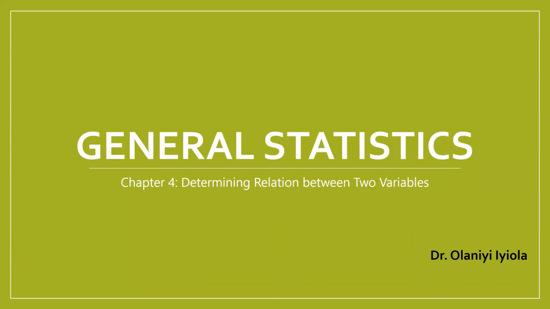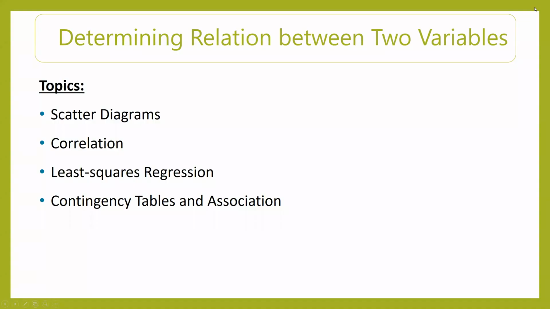Welcome back. In this video, I'm going to be discussing a topic: determining relation between two variables. That's chapter 4 of the book we are using. And here are the topics I'm going to cover under this. The first is going to be scatter diagrams, correlation, least square regression. In this video, if I can cover contingency tables and association, I will. Otherwise, that will be on a separate video.